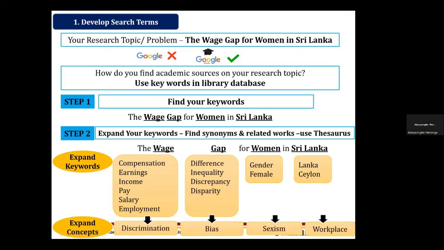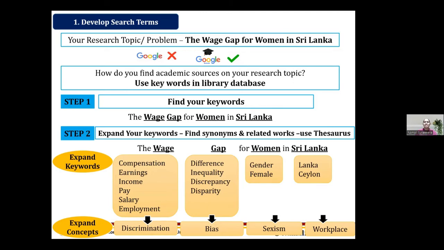The next step will be to expand the concepts. You already have the expanded keywords, and now you can expand the concepts. For example, wage can be expanded to discrimination. The gap is like a bias, or maybe women relates to sexism, and Lanka is a kind of social context, maybe the workplace, something like that.